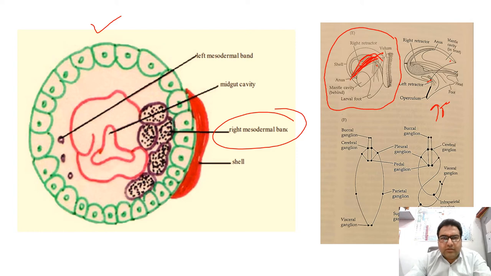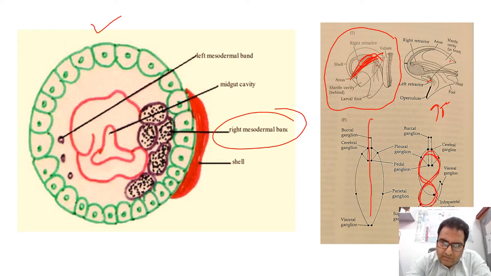The torsion is also because of differential growth. I told you that first it is the retractor muscles, and secondly it is the differential growth, and many times it is only the differential growth which leads to the torsion of the organism. And this is what I was talking about: the formation of the letter 8 in the case of the nervous system. This is the bilateral nervous system, and this is the formation of the letter 8 in the case of the mollusca, and that is called streptoneury.